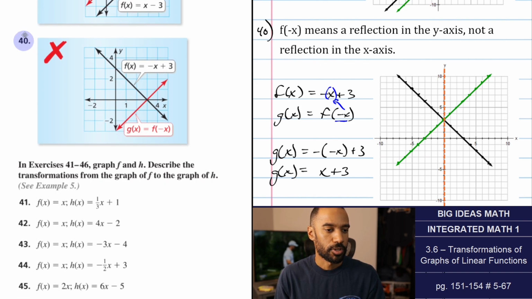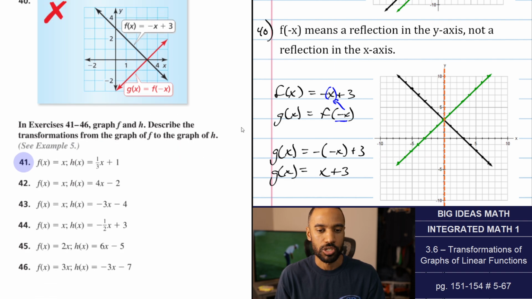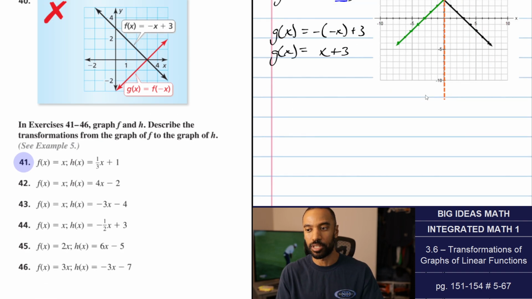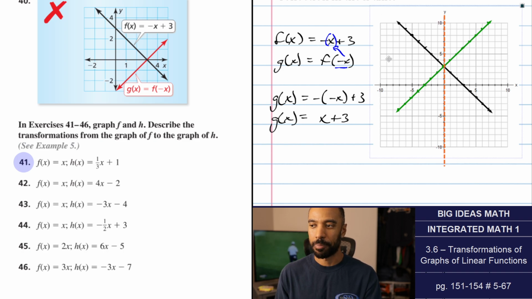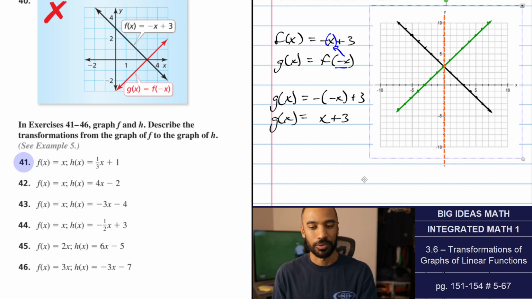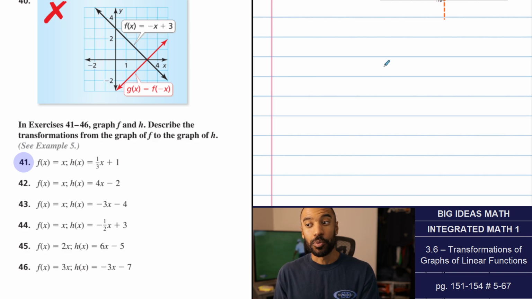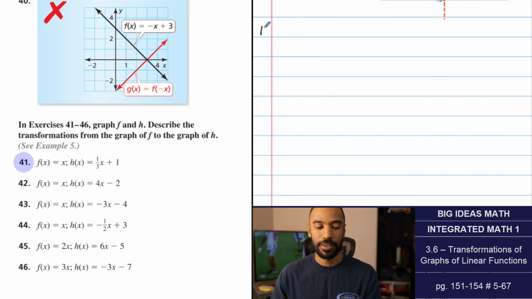Okay, numbers 41 to 46, they say graph f and h. So what I just did for my graphs before, I have to keep doing for these ones. I was happy I wasn't doing graphs. Now suddenly, got to do some graphs. And I feel like we should. It says graph f and h, and then it says describe the transformations.